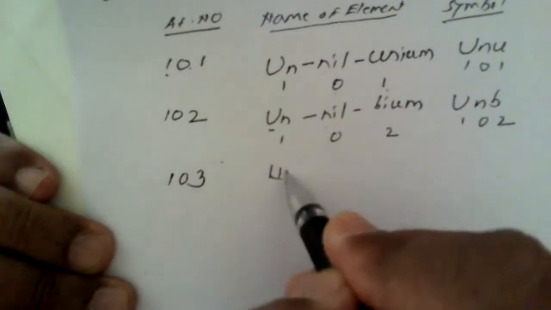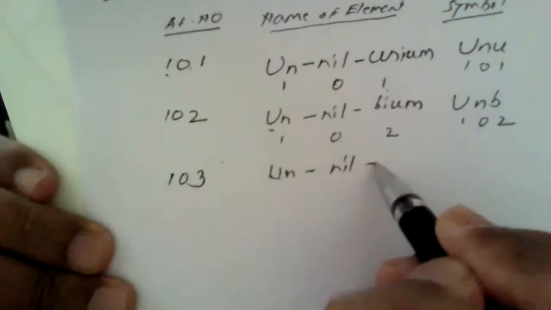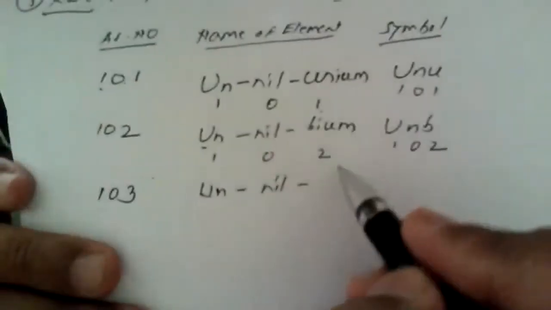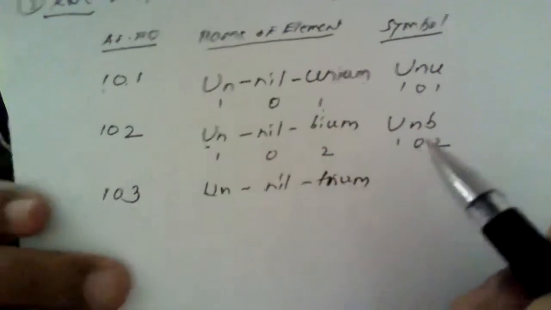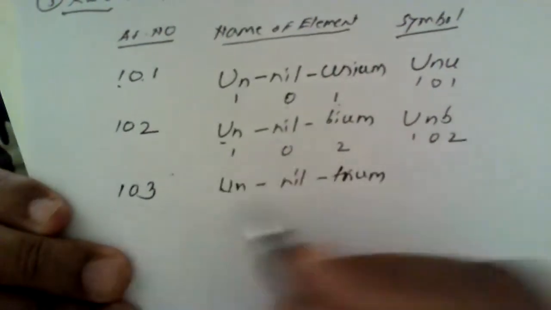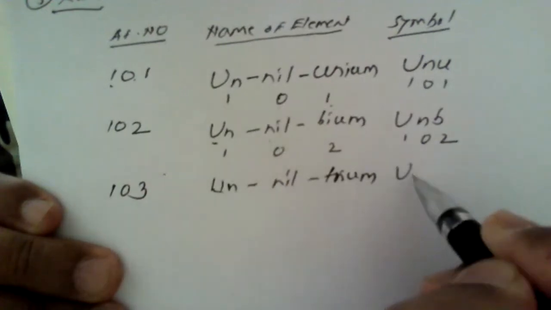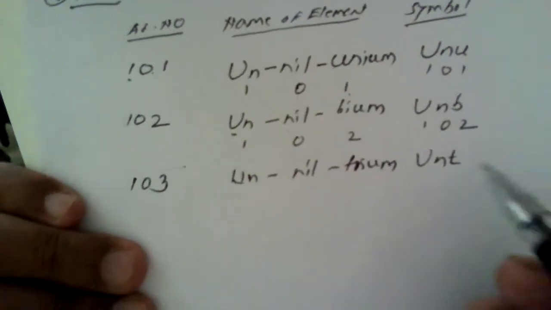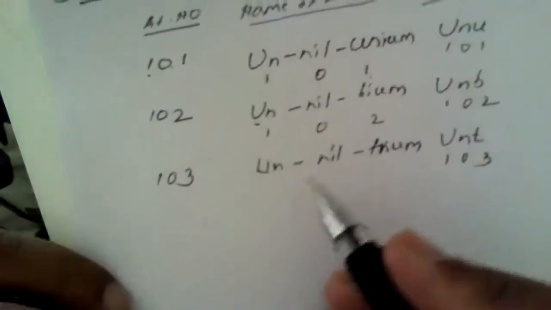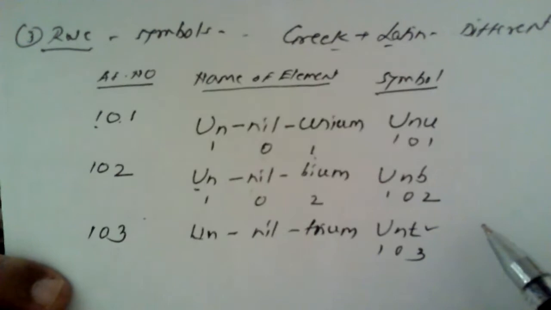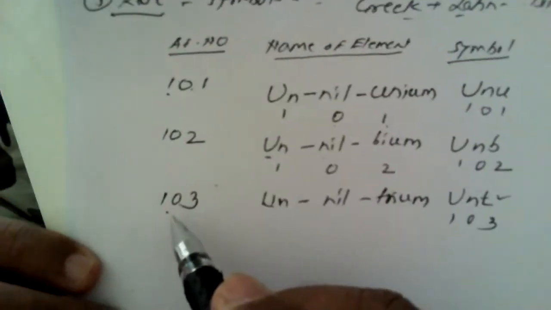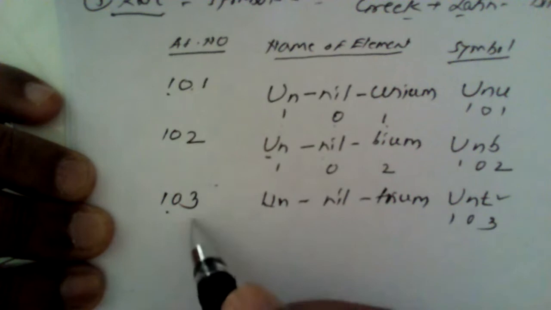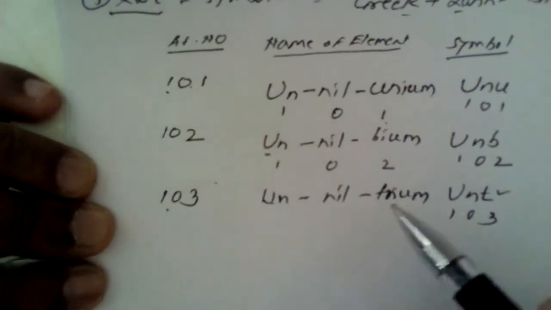Then 103. Again for digit 1 it is un, for 0 it is nil, and for 3 it is trium. How can the symbol be derived? The first letter is U, for nil it is N, and for trium it is T. So it is UNT, unniltrium. Sometimes during the exam you will be given this symbol and you have to arrive at the atomic number, or the atomic number may be given and you have to arrive at the symbol, or you will be given the name and you have to arrive at either the name, atomic number, or the symbol of the element.